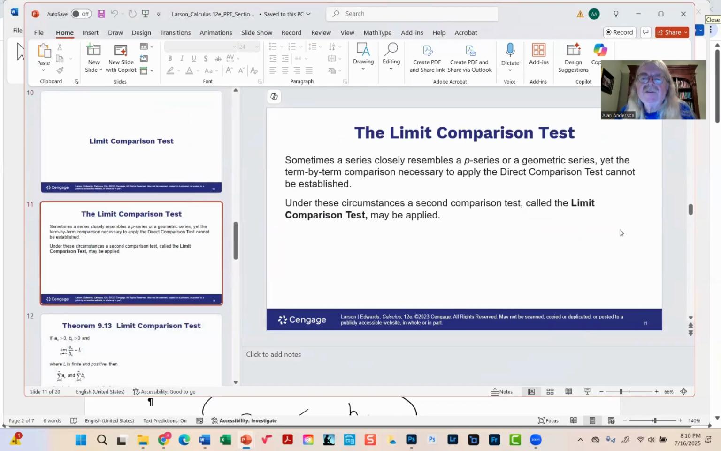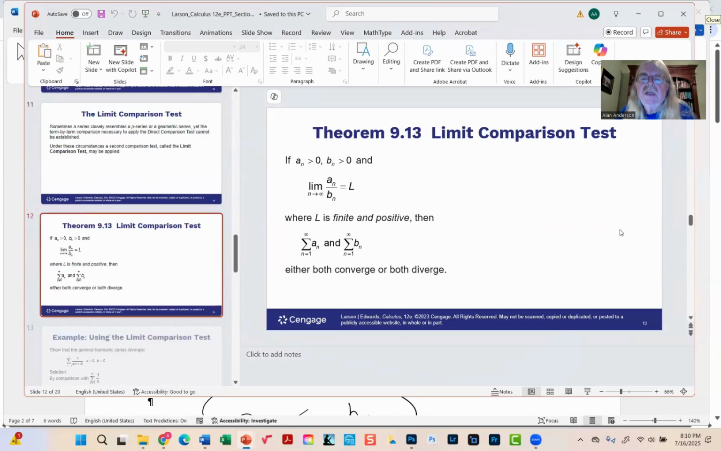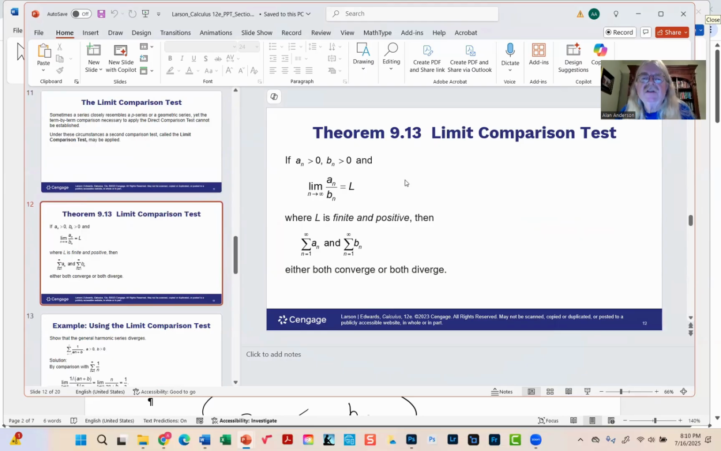And now the limit comparison test. Basically what it's telling us is that we have two series. If the limit of their ratio is L, which is some finite positive constant, then either both of these series converge or both of them diverge. It's not going to be possible for it to be one or the other.